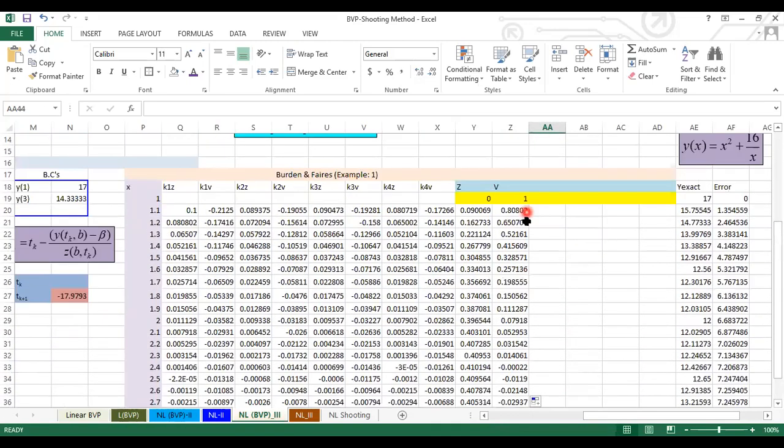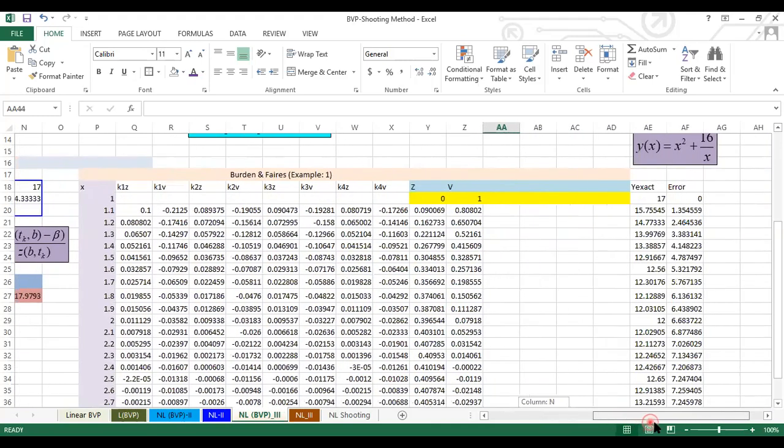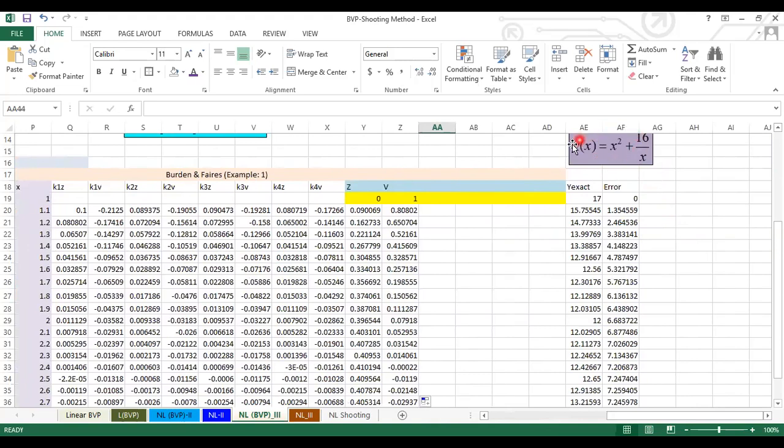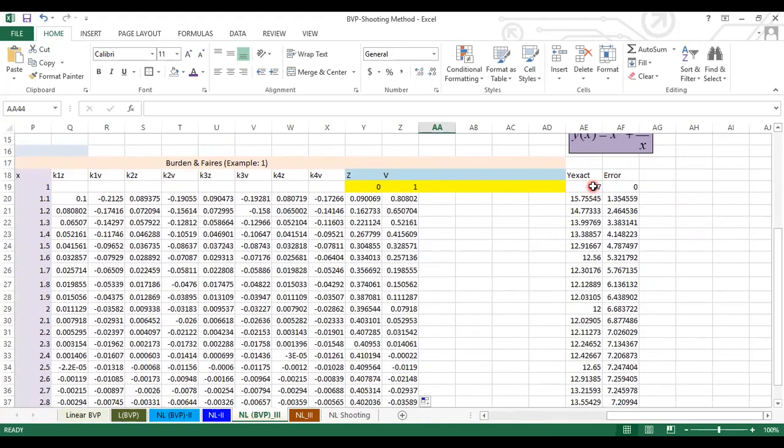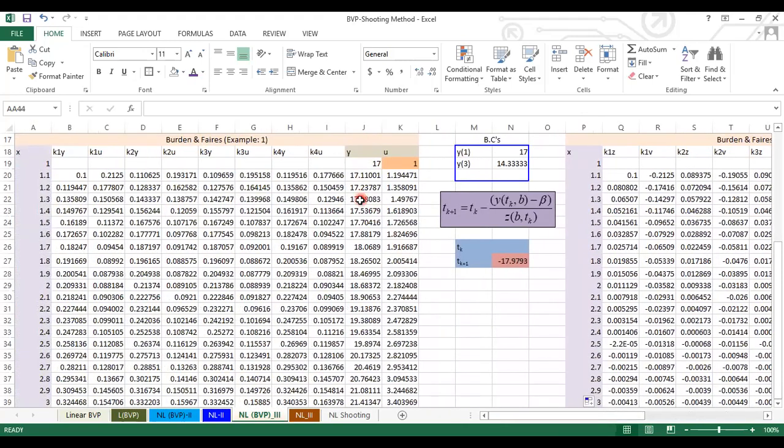Okay. Now in Newton's method, we have all of the calculations ready, so we can get an improved value of t_k. So let's see. Since we have the exact solution available from our reference book, it's here. y of x equals x squared plus 16 over x. So the values have been generated in column AE, and we have the solution value available in column J, which is of y.